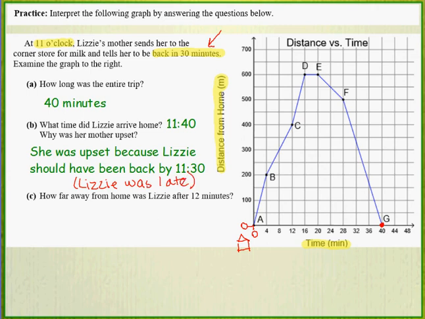Okay, so now how far away from home was Lizzie after 12 minutes? Let's take a look at the graph for this. So after 12 minutes. Minutes are at the bottom, so let's find 12 minutes, and then let's follow that up to the graph to find the distance she was away from home. So now point C represents time 12 minutes from when she left the house. If I look across, it tells me that 12 minutes later, from when she left her house, she was 400 meters away from home.